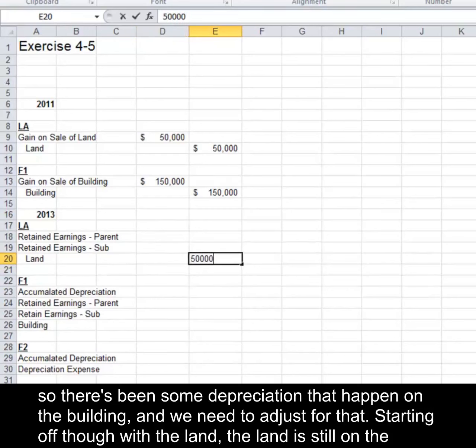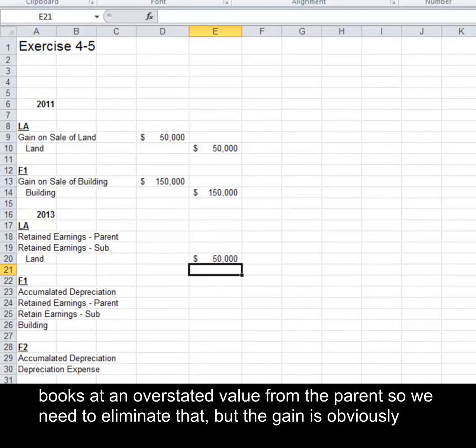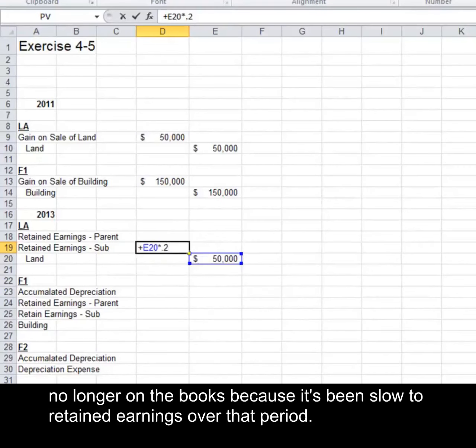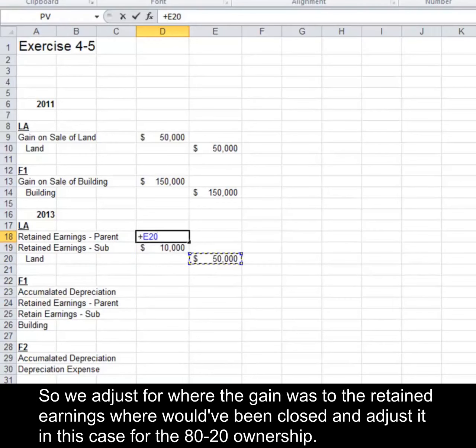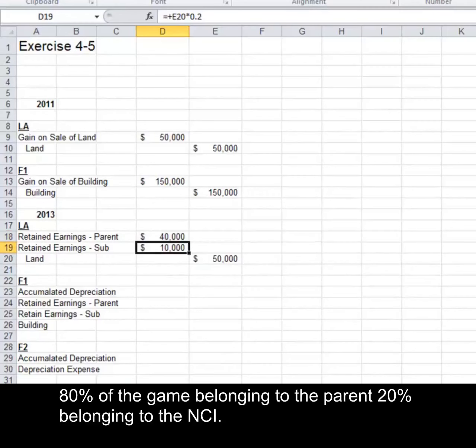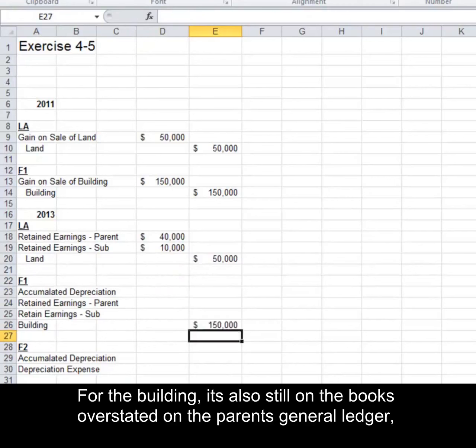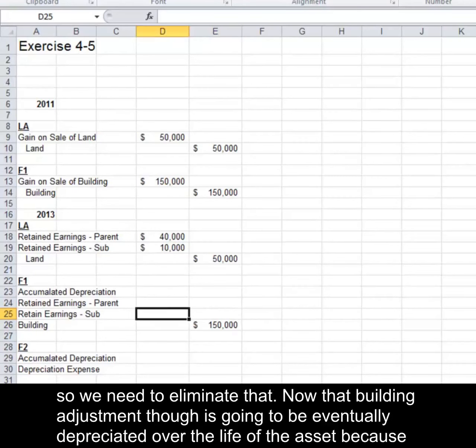Starting off with the land, it's still on the books at an overstated value from the parent, so we need to eliminate that. But the gain is obviously no longer on the books because it's been closed to retained earnings over that period. So we adjust for where the gain was to the retained earnings where it would have been closed, and adjust in this case for the 80-20 ownership, 80% of that gain belonging to the parent, 20% belonging to the NCI. For the building, it's also still on the books, overstated on the parent's general ledger, so we need to eliminate that.